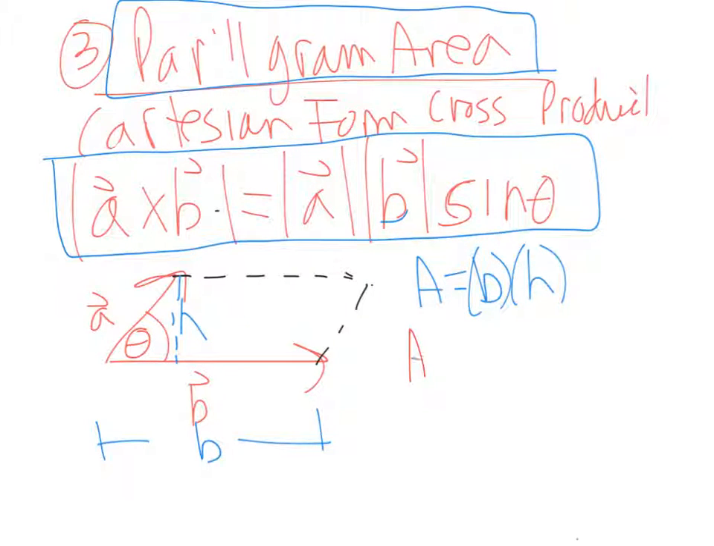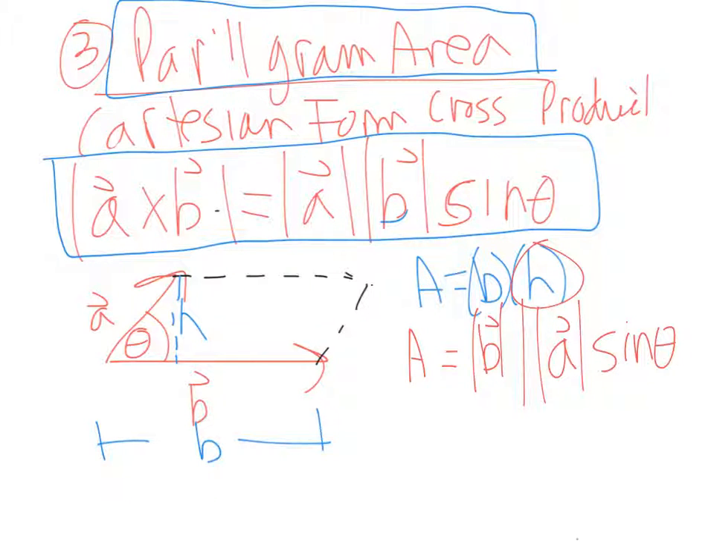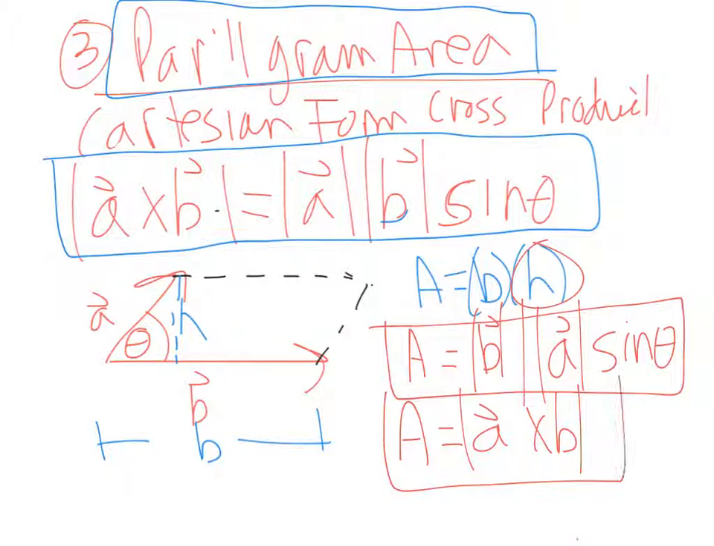So what we'll do is we'll put it in the same formula. The base is the magnitude of vector B, and then that height is equal to the magnitude of vector A multiplied by sine of theta. Okay, so the area is B, A, sine theta. So the area of the parallelogram is the magnitude of A cross B, because you know this, B, A, sine theta, is the formula for the cross product. So anytime you want to get the area of a parallelogram, you do the cross product and get the magnitude.